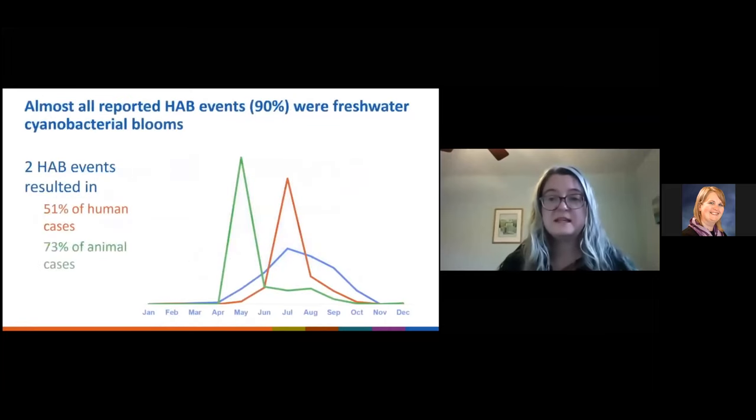As expected, HAV events and cases of illness occurred most frequently in warmer weather months, with HAV events and human cases peaking in July. Overall, 90% of reported HAV events were freshwater cyanobacterial blooms. A large multi-month HAV event was responsible for 51% of total cases of human illness. A HAV event at a lake in May affected a flock of wild birds and accounted for 73% of animal cases.